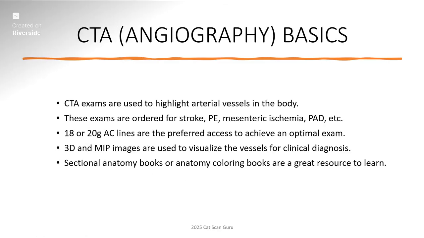Now, CT angiography basics. So our CTA exams. Of course, we use them to highlight arterial vessels in the body. Typically these are ordered for stroke, PE, mesenteric ischemia, and peripheral artery disease on runoffs. And of course, 18 or 20 gauge AC lines are the preferred method of access to receive an optimal exam. We can also use power central lines, power ports, and power PICC lines to achieve this as well.